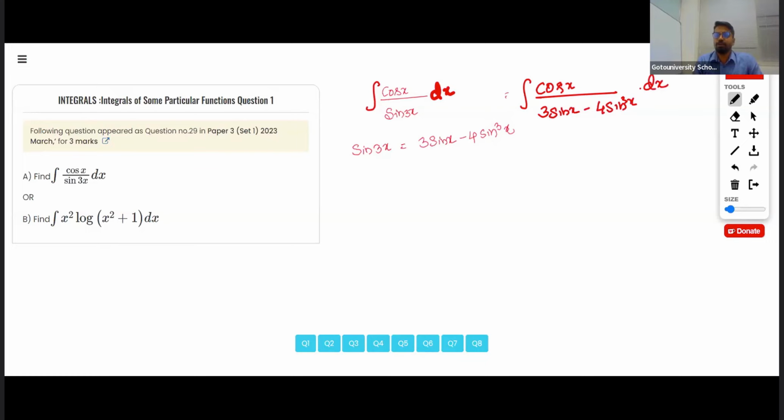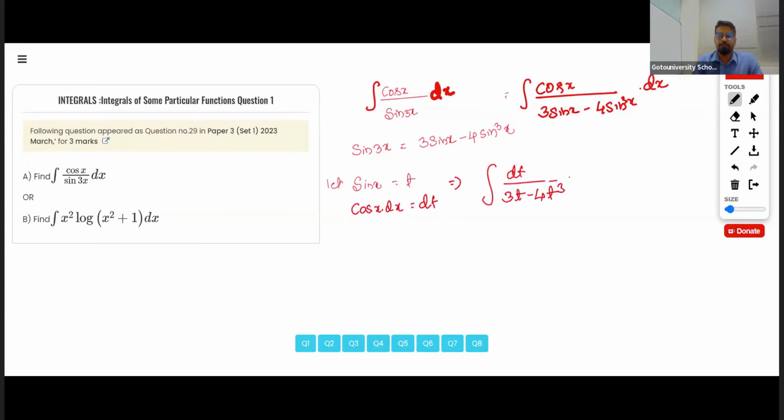Now I want to make this problem very simple. So what I'm going to do is, let sine x be t. If sine x is t, if we differentiate on both sides, what is the differentiation of sine x? Cos x into dx. Do you understand why I am doing this? That's what our numerator is, right? Now our given problem becomes dt by 3t minus 4t cube.